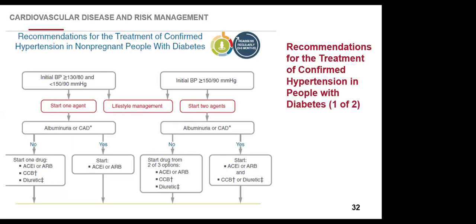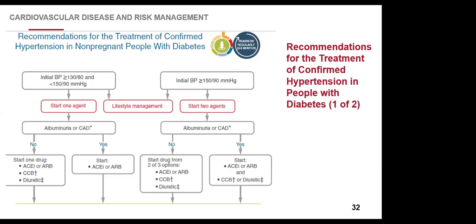Then for hypertension, if the BP is above 130/80 but less than 150, usually we start with 1 agent. If the patient has albuminuria, then you start with an ACE inhibitor. If they do not have albuminuria, you can choose any of these, either an ACE inhibitor or a calcium channel blocker or a diuretic. But lifestyle management is the cornerstone.